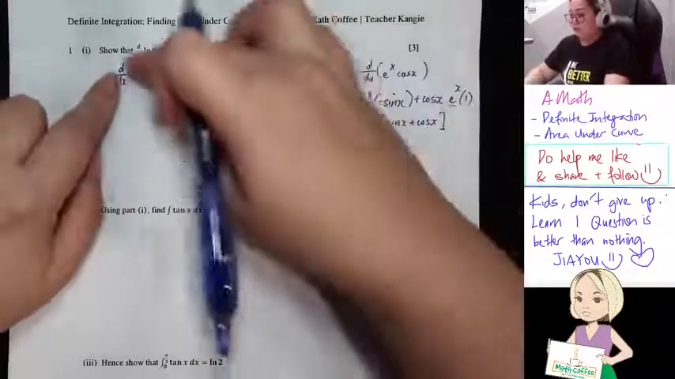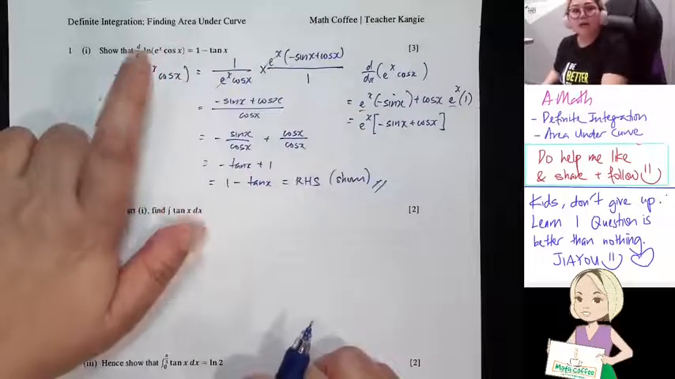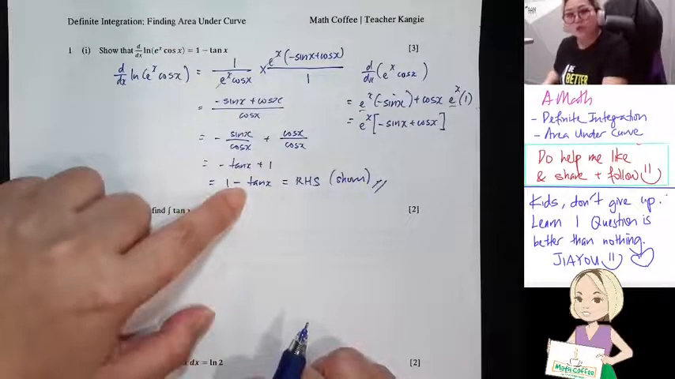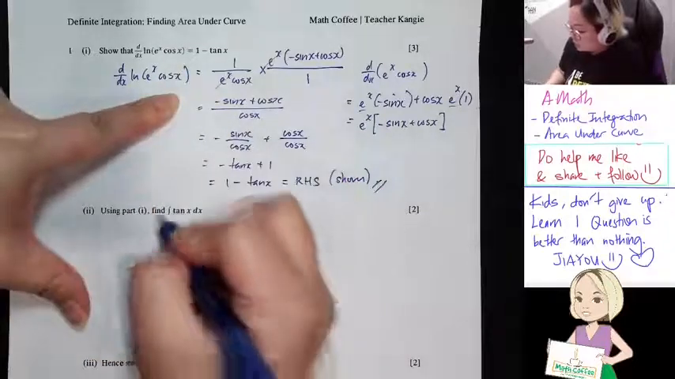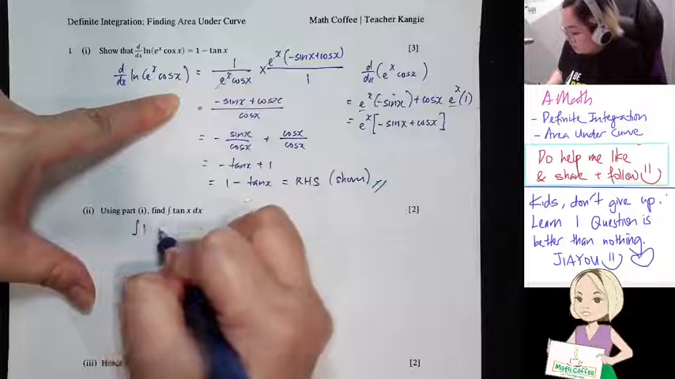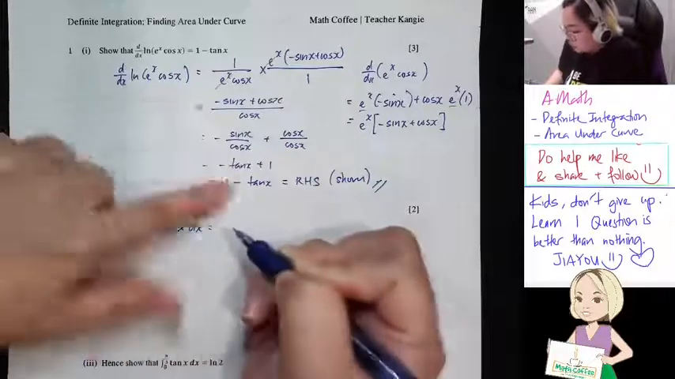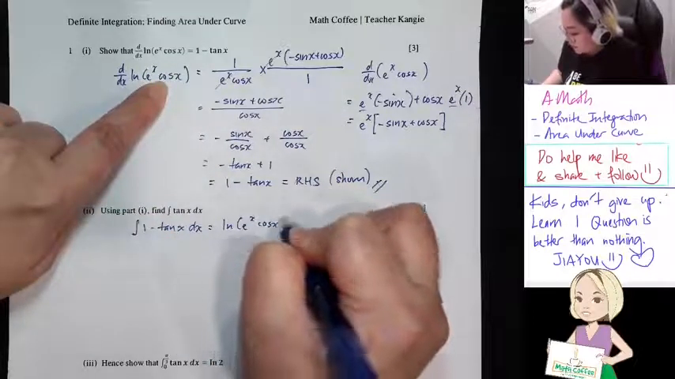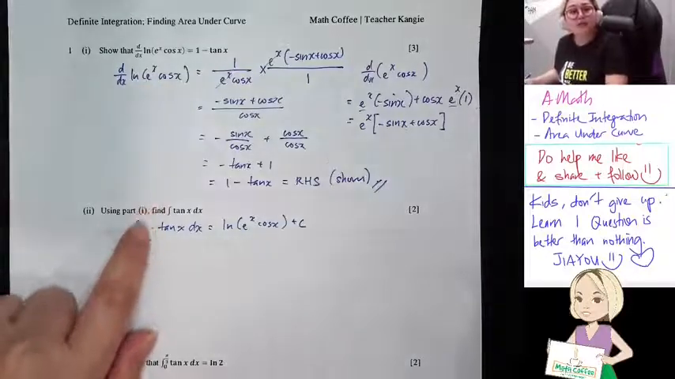After this part, I always ask my students to write the reverse. See here, if I differentiate this, I get this. Do you agree that if I integrate this, I will get this? So that means when I integrate 1 minus tangent x, I should get back ln of e to the power of x cosine x. Then don't forget to put a plus c because there are no limits here.